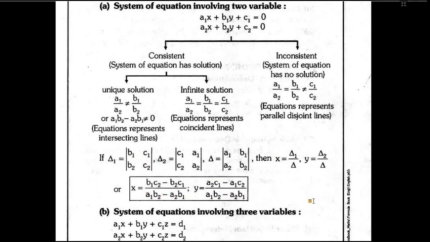Or simply you can carry out the operation. If you solve these determinants, you will get x equal to b1 c2 minus b2 c1 upon the delta, a1 b2 minus a2 b1. Similarly for y you have a2 c1 minus a1 c2 upon a1 b2 minus a2 b1.